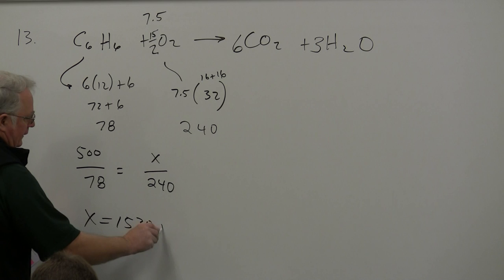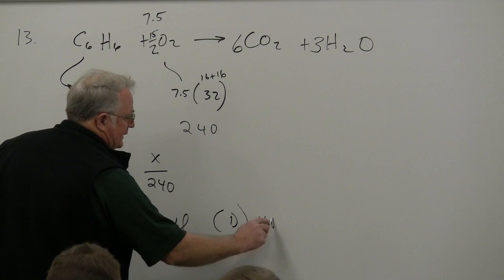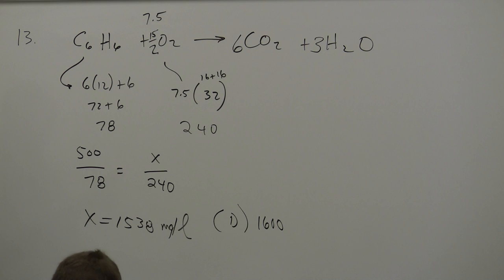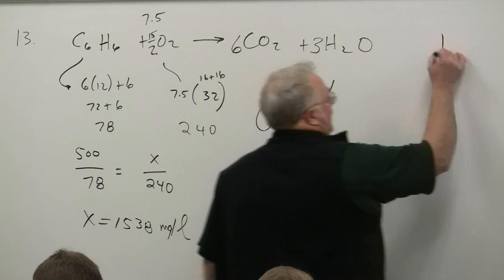When we compare that to our answers, it looks like D is the correct answer. D was 1600, so that's the closest. The question says the amount of oxygen in milligrams per liter to be consumed to completely biodegrade the benzene is most nearly, and the closest we get is 1600. Now, this is the correct way, right? How about the incorrect way?